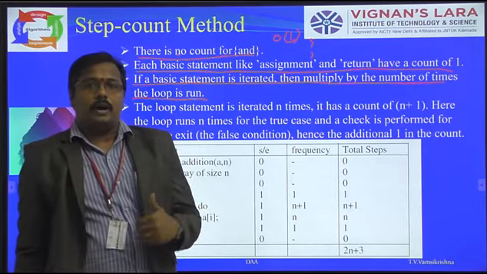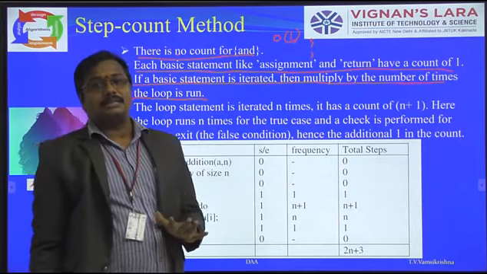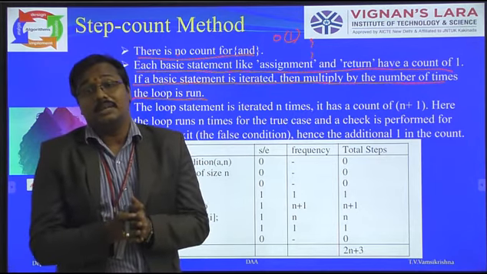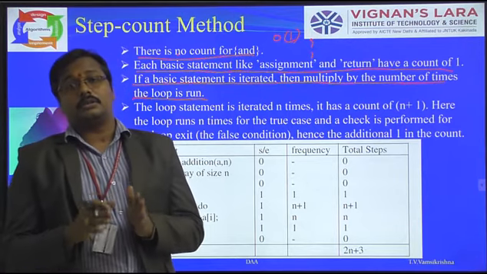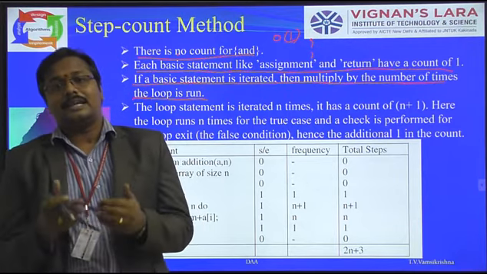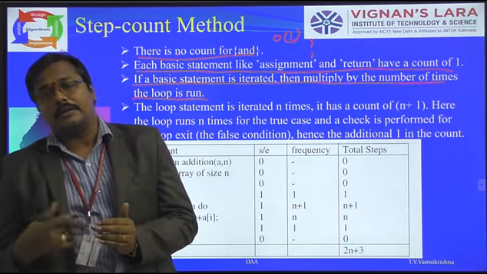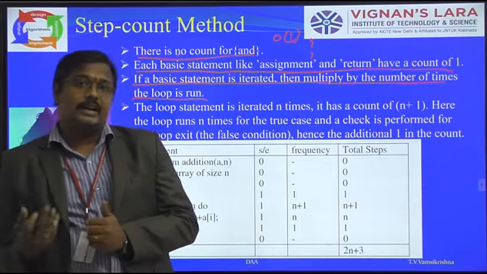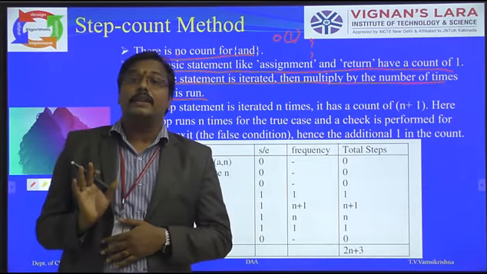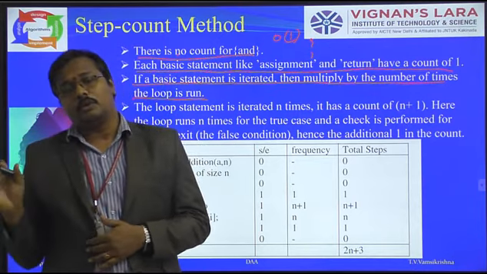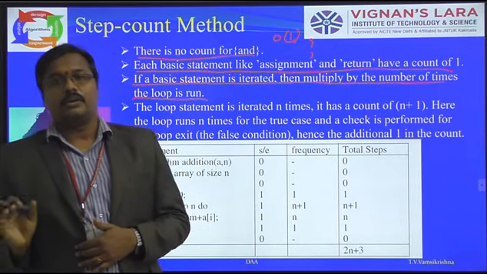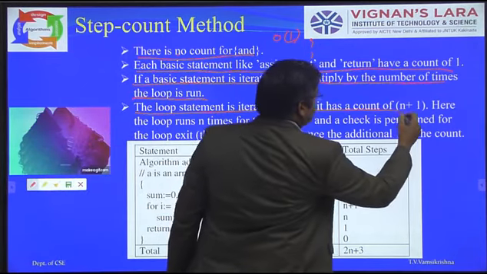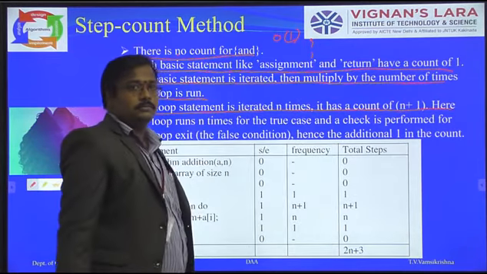If there are conditions, the conditions are also called expressions. For executing an expression, the count is 1. In the case of iterative statements, the for loop iterates some n number of times. So based on the frequency, we identify the step count times frequency. That is the total number of steps for the for loop. Next, if the loop statement is iterated n times, it has a count of n plus 1.